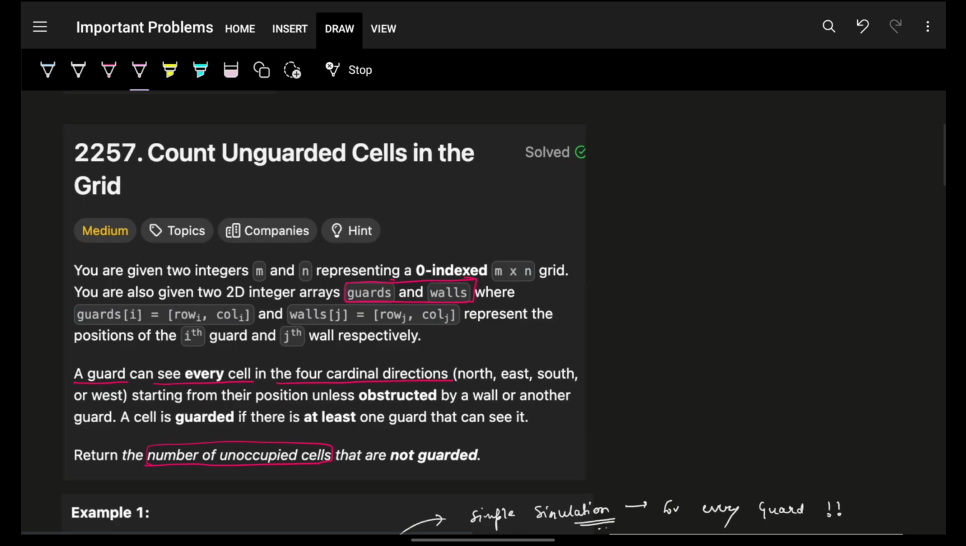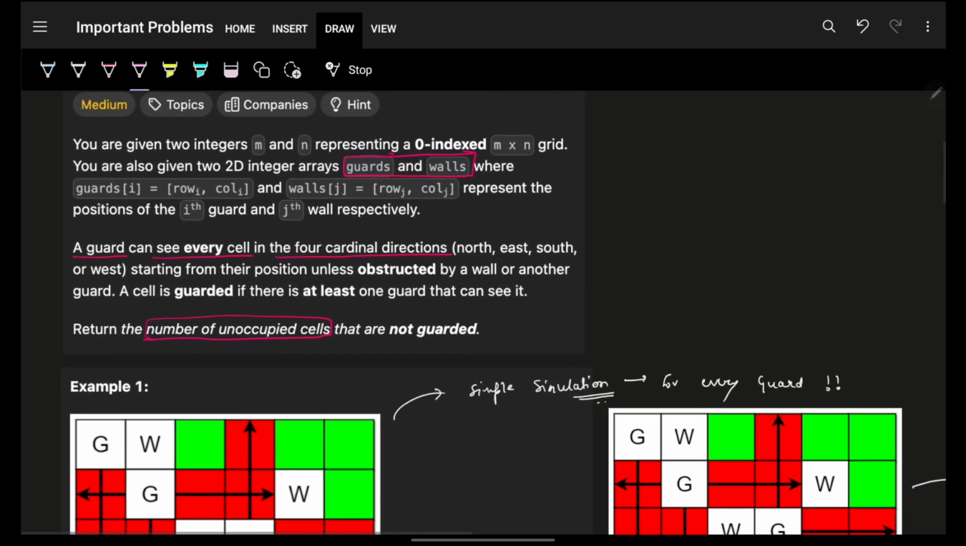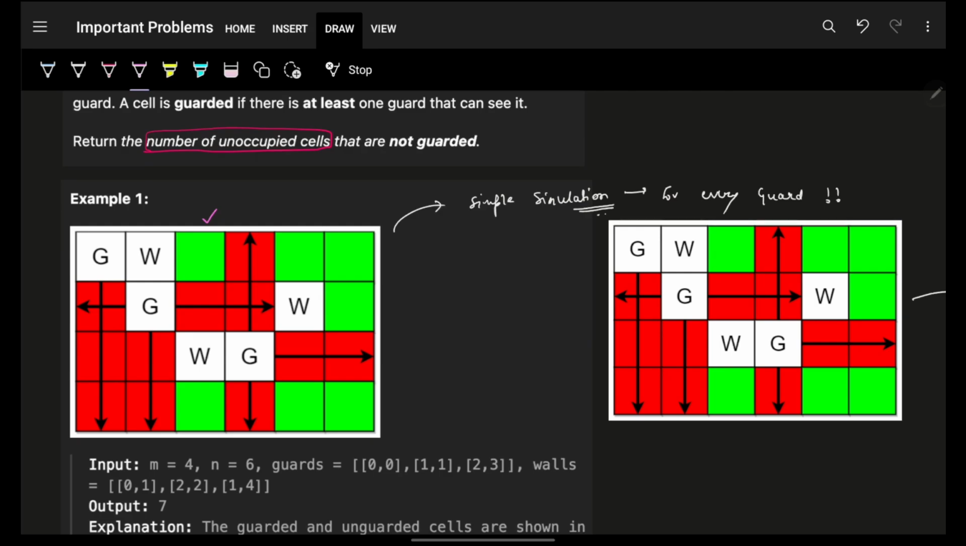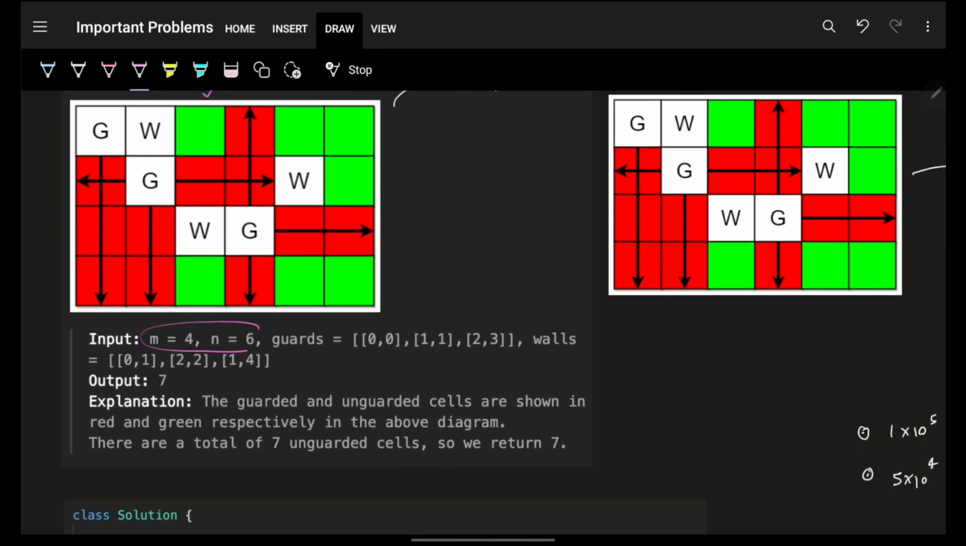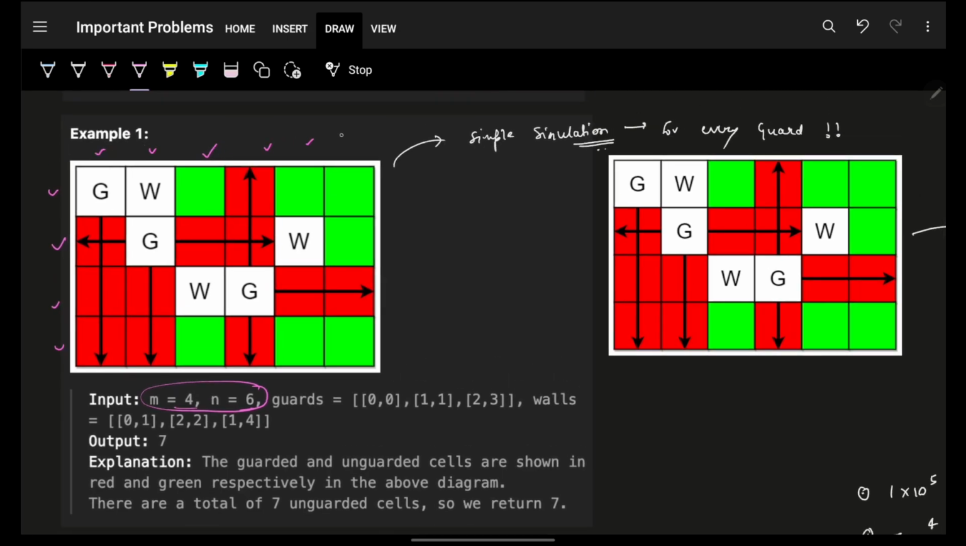In this video, we're gonna see a problem: Count unguarded cells in the grid. What we are given is a specific grid. As you can see, a grid of size 4 cross 6, 4 rows, 6 columns. 1, 2, 3, 4, 5, 6.